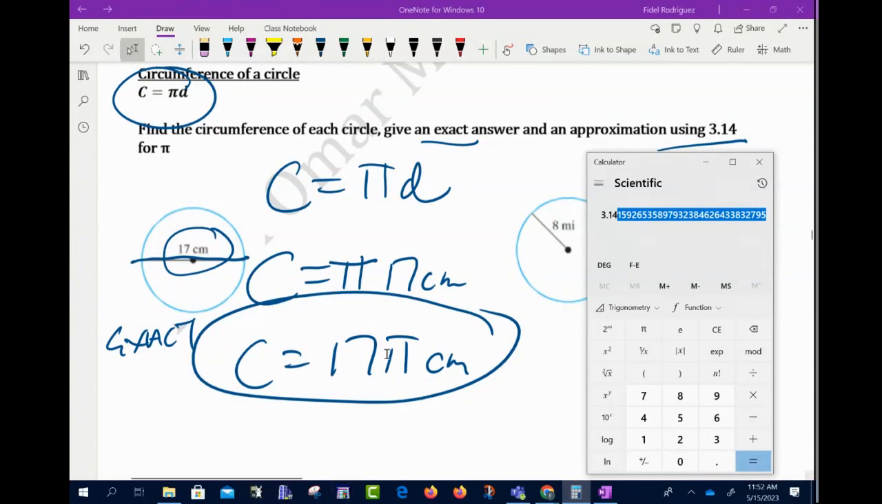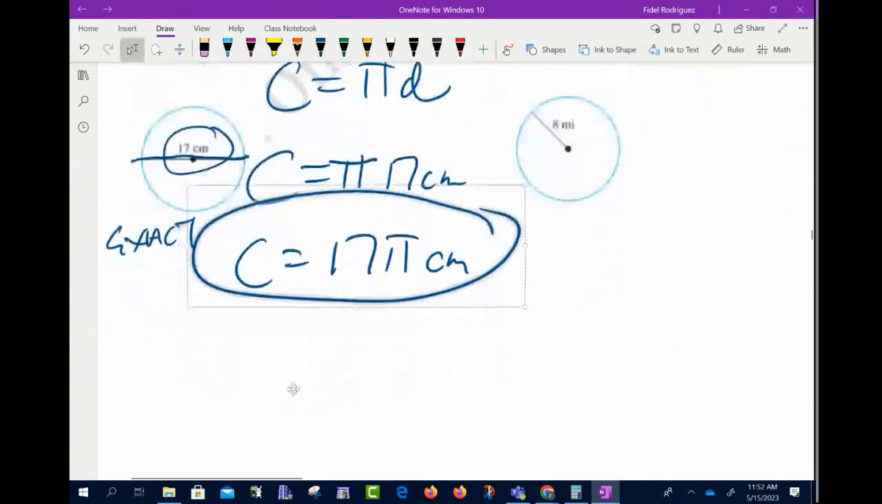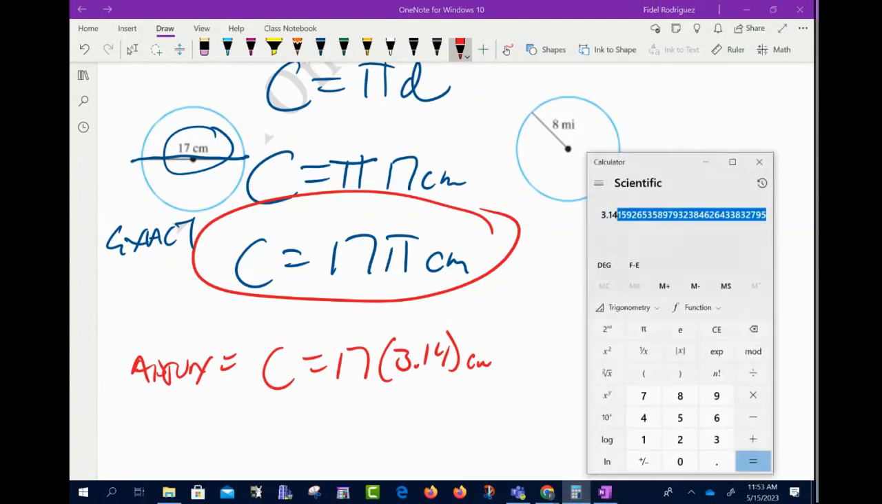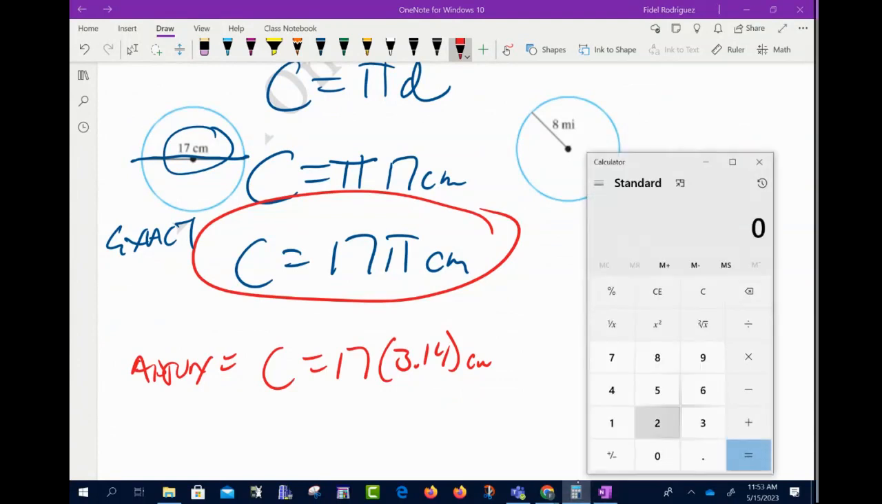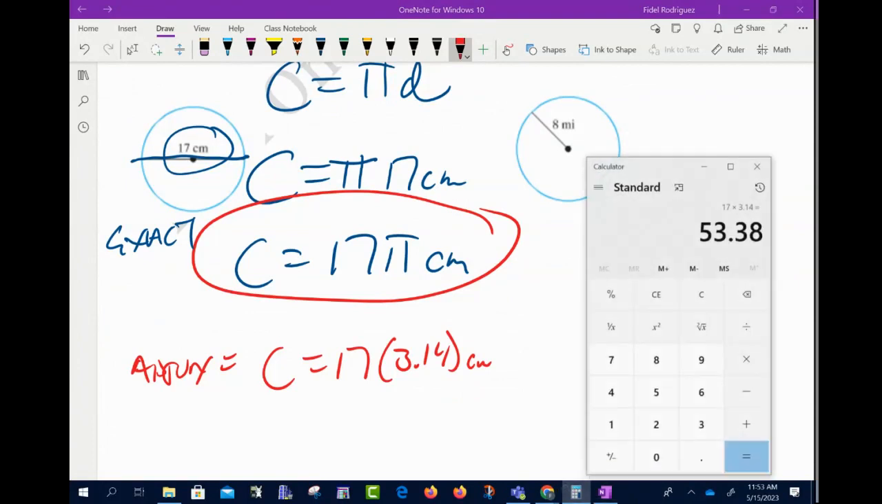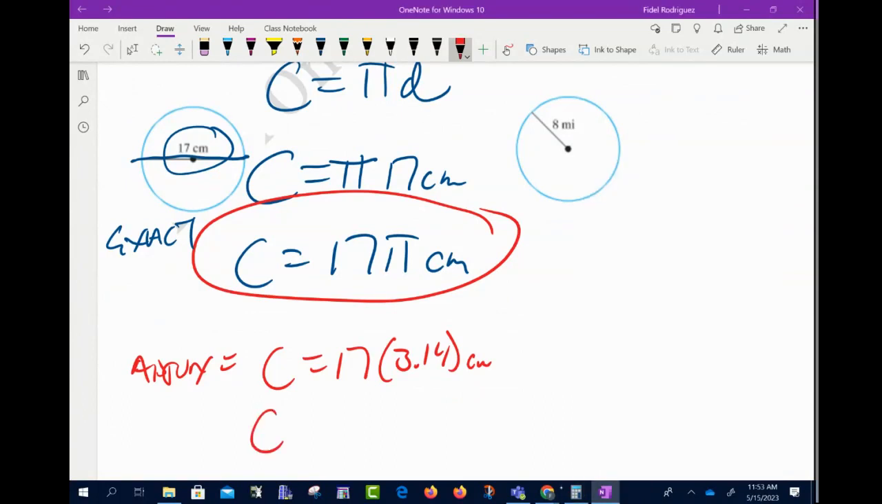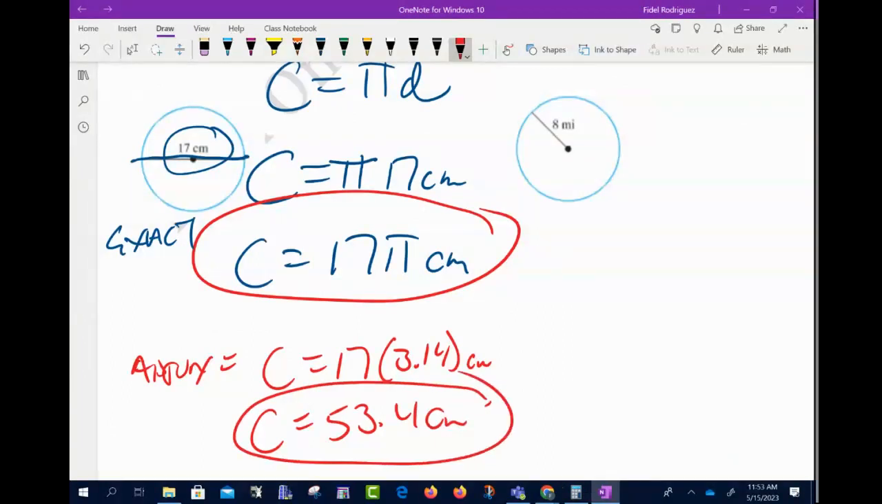So the exact answer, y'all, has the pi symbol. Now, if I wanted to find the approximation, we're going to take 17 times 3.14 centimeters. So look, let me just come back to my basic calculator. 17 times 3.14. And now I'm coming up with 53. Guys, if I was going to round to one decimal place, would you say 53.3 or 53.4? 53.4, right? Okay, good. This is what we call the approximation.